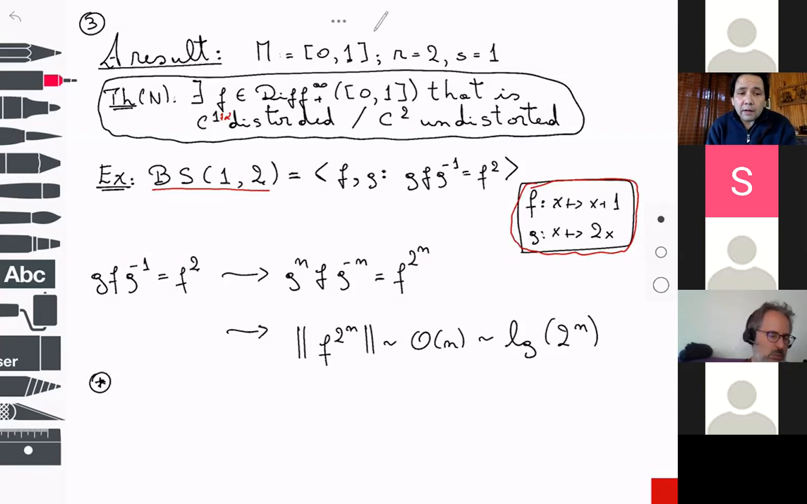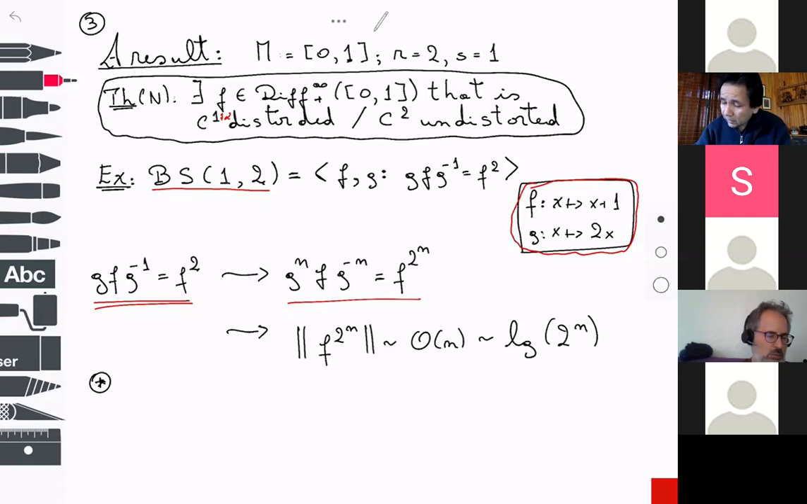And well, this relation, the fundamental relation for the presentation, implies this relation. This is a classical computation. So the conjugate of F by G to the power n is equal to F to the power 2 to the n. So the length of F to the power 2 to the n is of the order of n, which is much smaller than 2 to the n. So F is a distorted element. And actually, this is exponentially distorted, in the sense that the norm of F to the power k is of the order of log of k. Okay, and this is nice because I have a remark here.